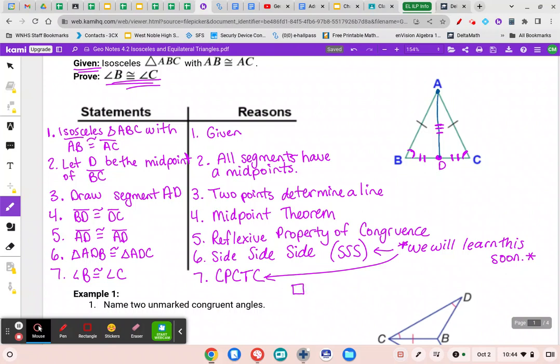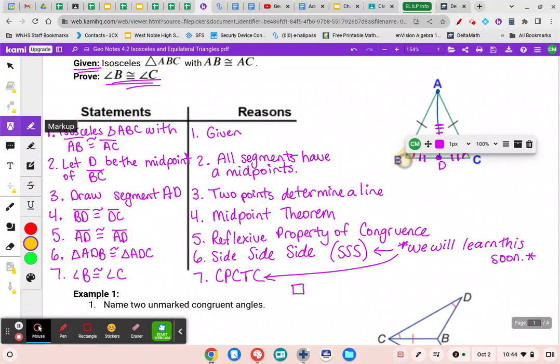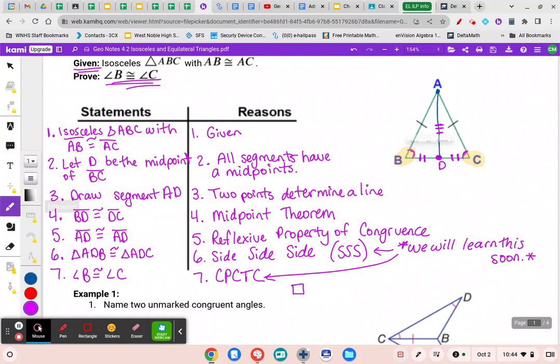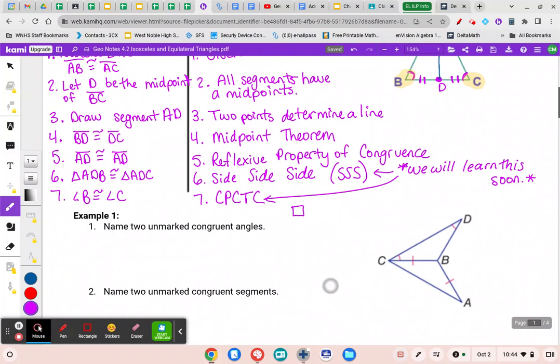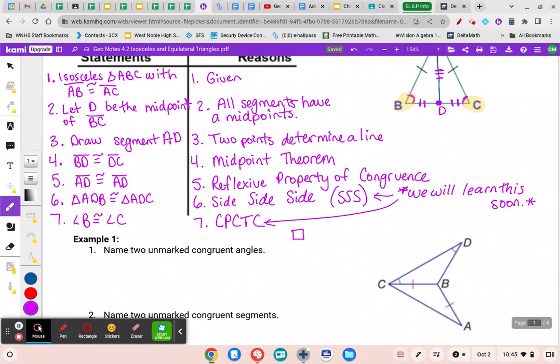If you recall from our little proofs we've done in the past, you put a little box at the end so we know that our proof is complete, and we do know for a fact that these two angles are truly congruent. Now, you won't ever have to do that proof again. That's just making us know for a fact that every isosceles triangle has base angles that are congruent.